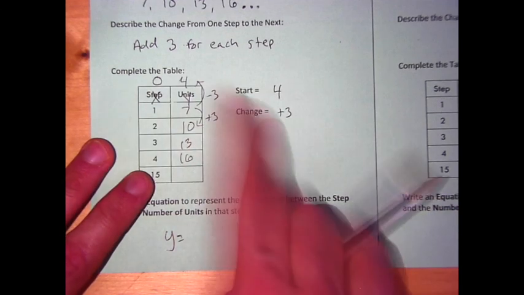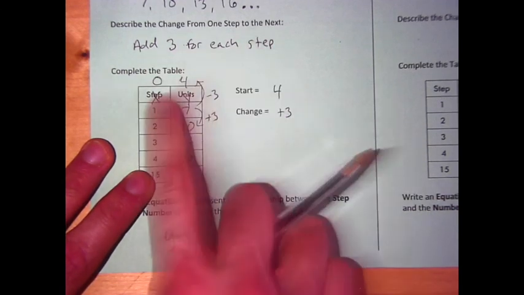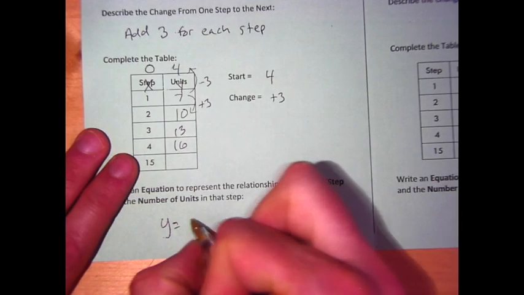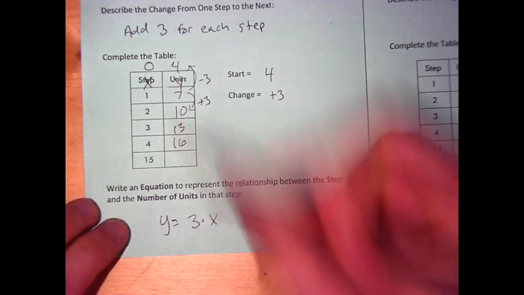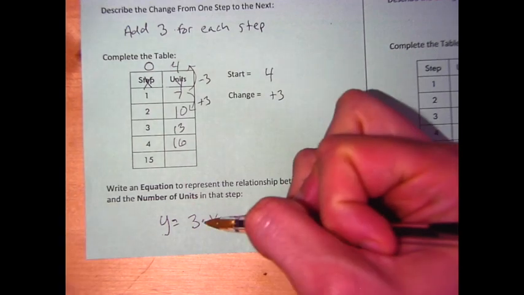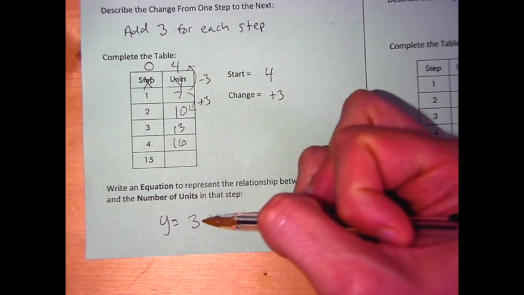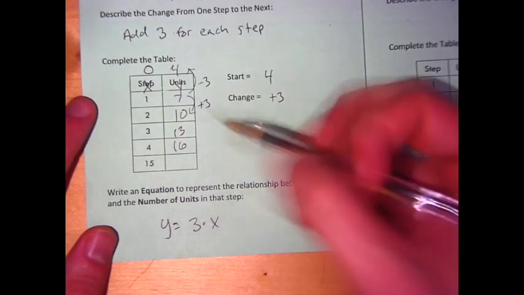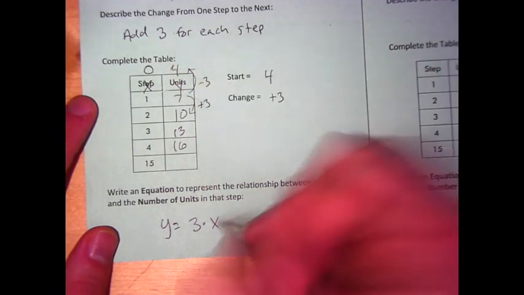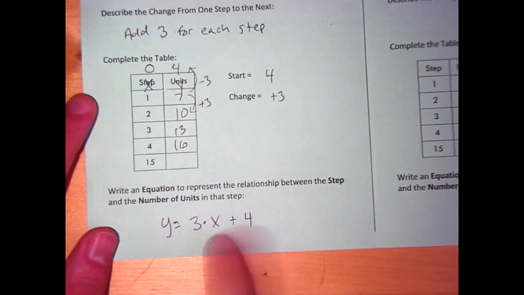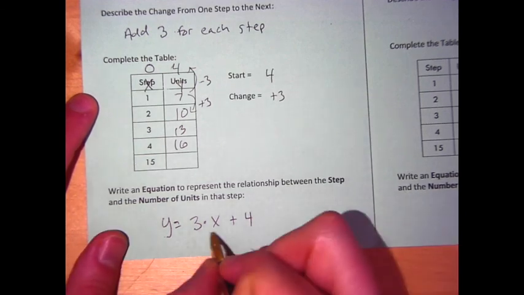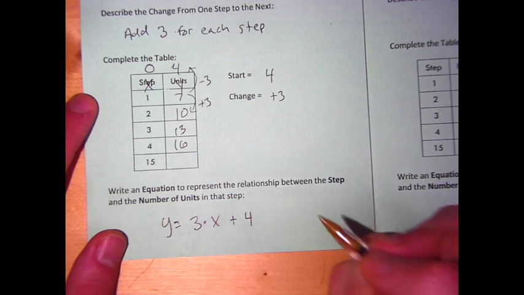So 3 depends on the x, right? So the steps is the x. So we're going to say y equals 3 times x, right? So for every step you add 3 more. So add 3, add 3, add 3, add 3. But then we had to start with those 4. So we're just going to start with those 4 by adding them to the 3 that we add every time. So we're starting with 4, and then we are adding 3, 3, 3, depending on the number of steps.